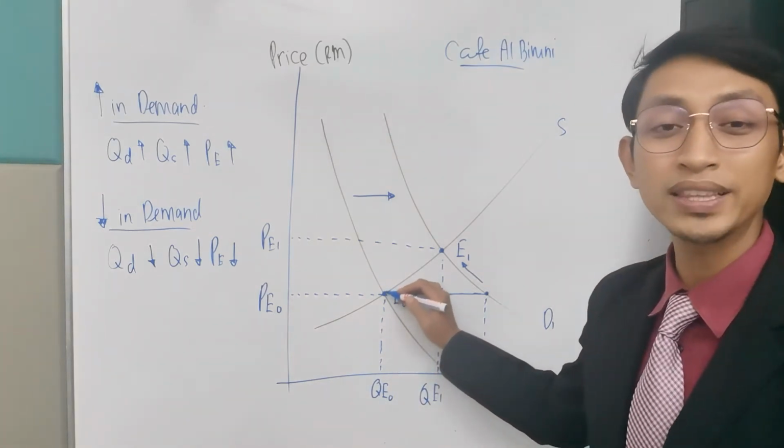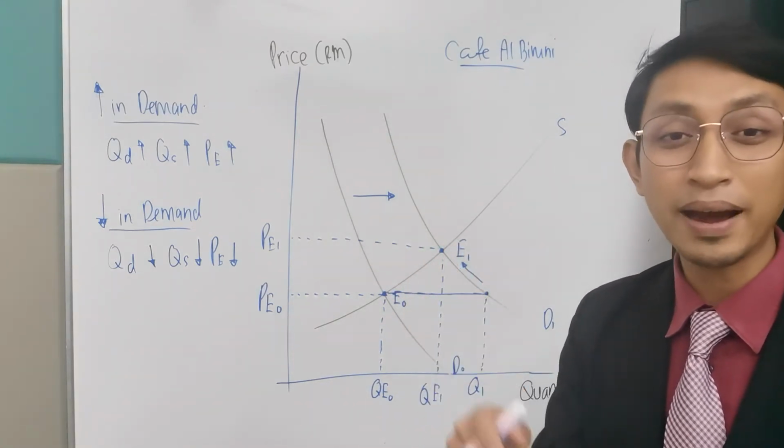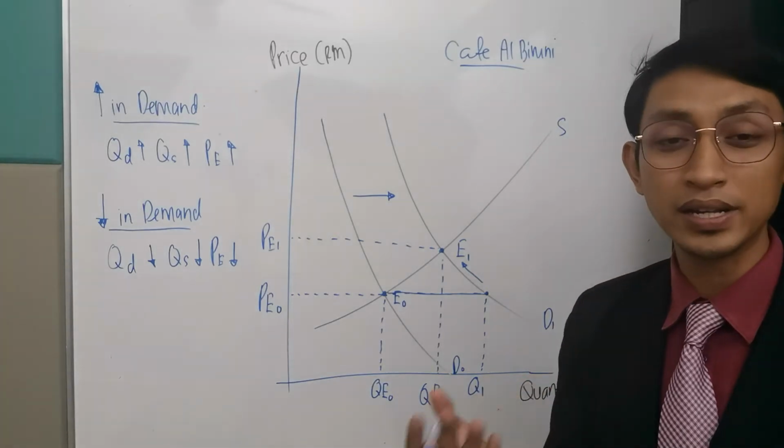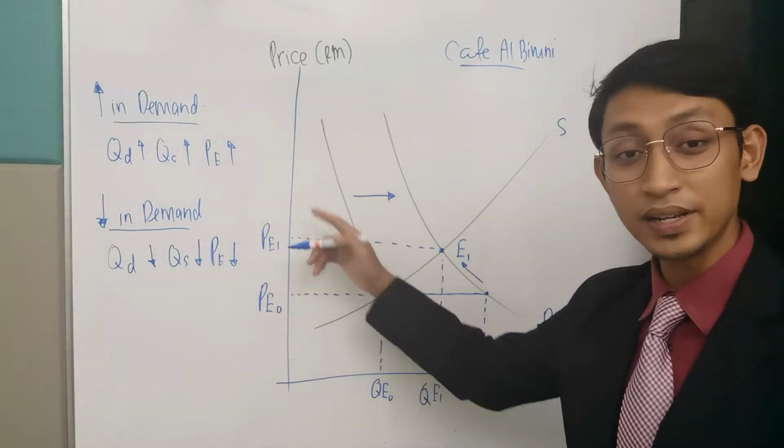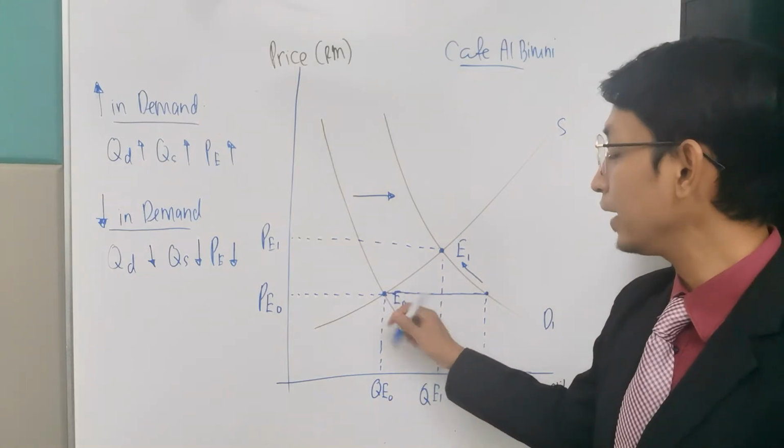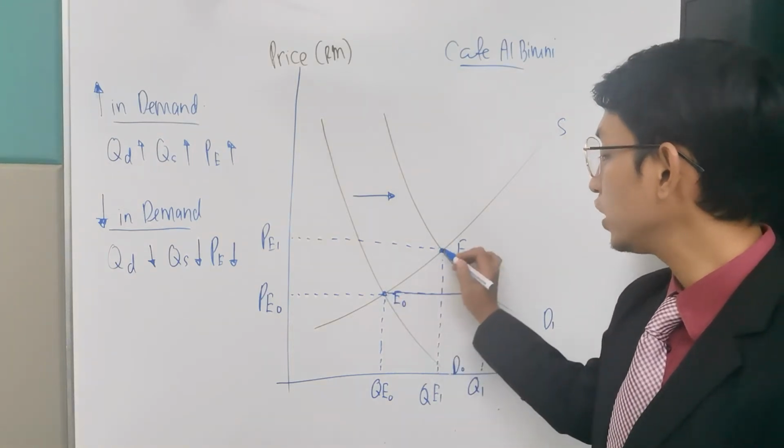Then what happened to the quantity supplied? I don't say supply, but I say quantity supplied. Why? Because the reason now is the price. The price increases, then the quantity supplied increases from this point to this point.